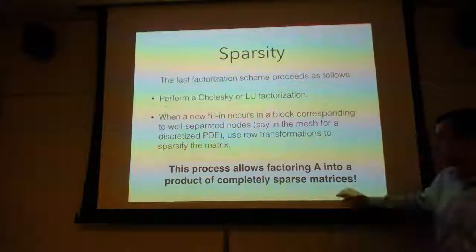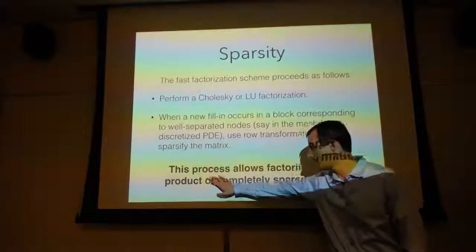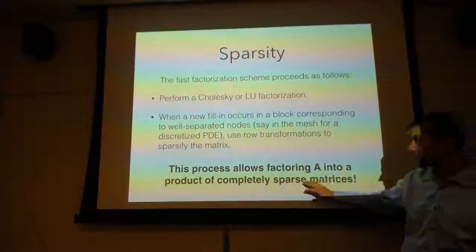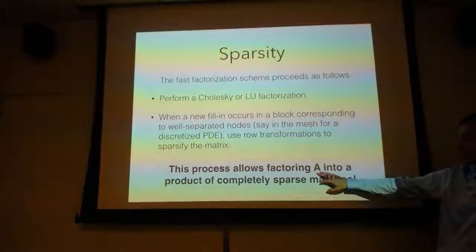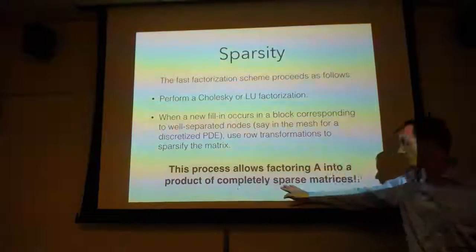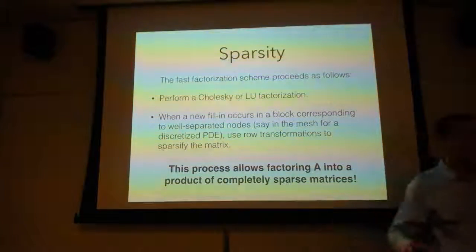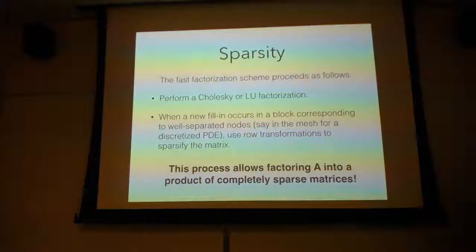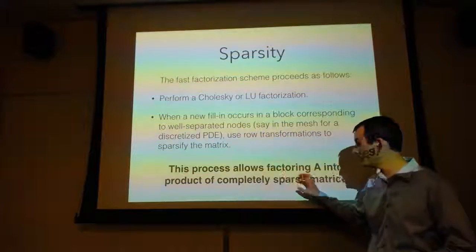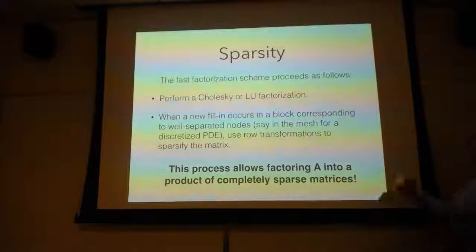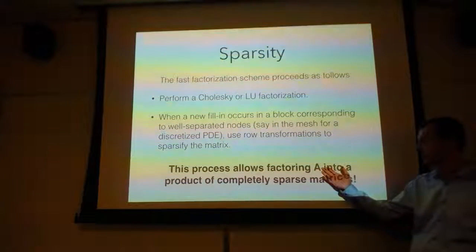At the end of the day, you get this very amazing result, which is that this process allows factoring your sparse matrix A into a product of completely sparse matrices. If you look at all the factors and the number of non-zero entries in all of them taken together, you have O of n non-zero entries. So you have a bunch of factors with O of n non-zero entries, and this gives you an approximate factorization of A.